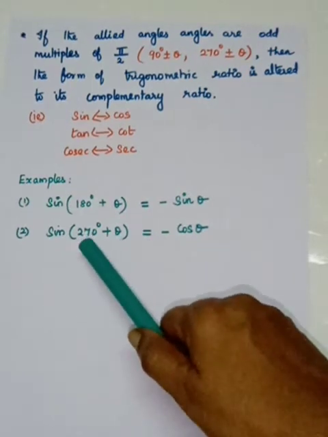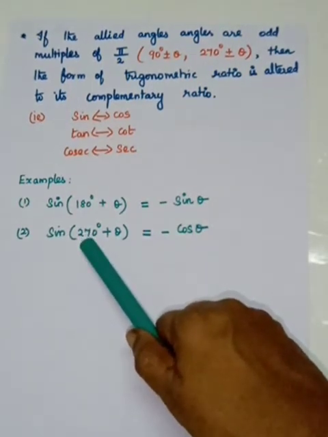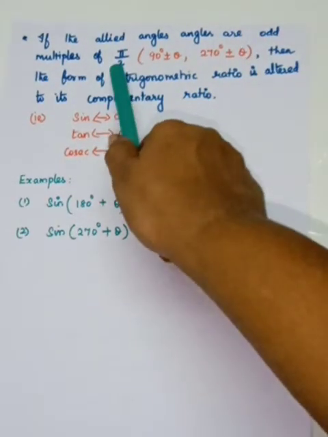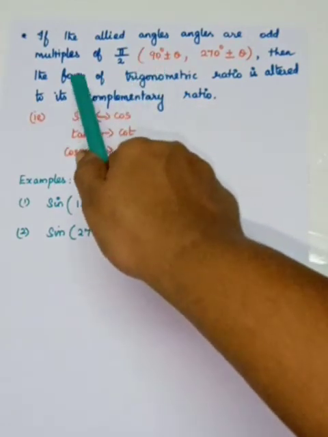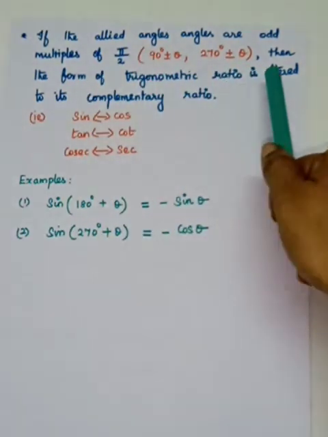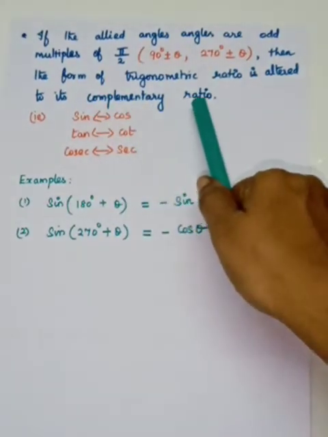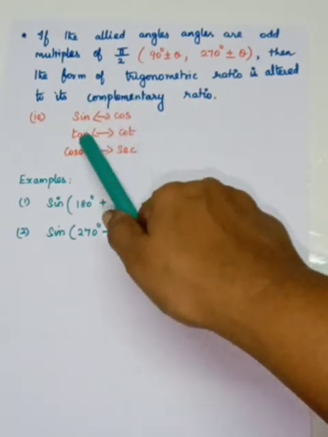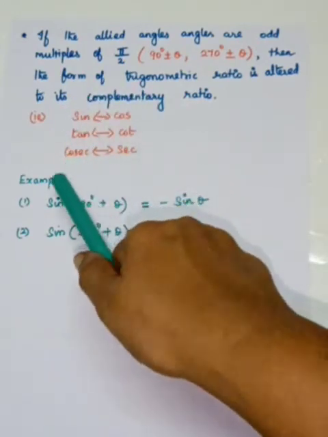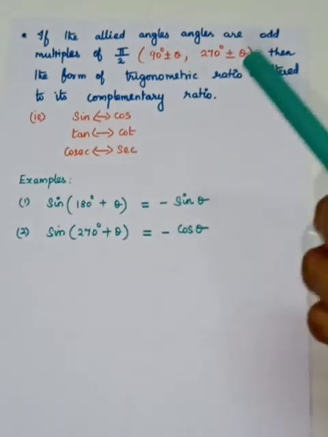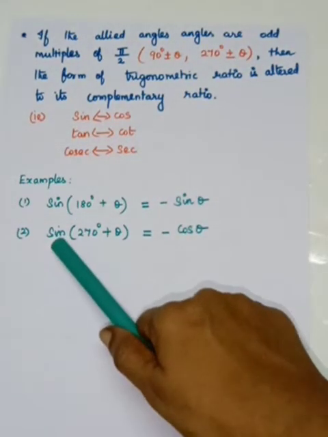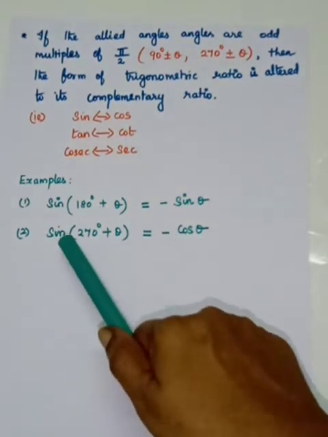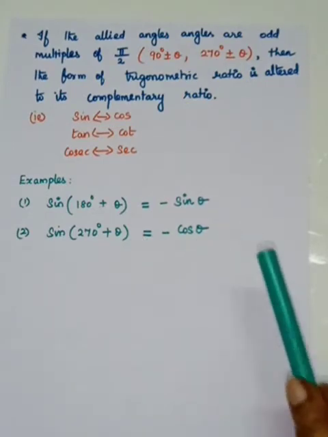Okay. And second one, you have to check. Here you are having 270 degree. 270 degree is an odd multiple of 90 degree. If it comes, the form of trigonometry ratio is altered to its complementary ratio. That means what? Sine becomes cos, tan becomes cot, cot becomes tan, and cosecant you have to change to secant, secant has to be changed as cosecant. Here you are having sine. The sine has to be changed as cos theta. So sine of 270 degree plus theta is equal to minus cos theta.